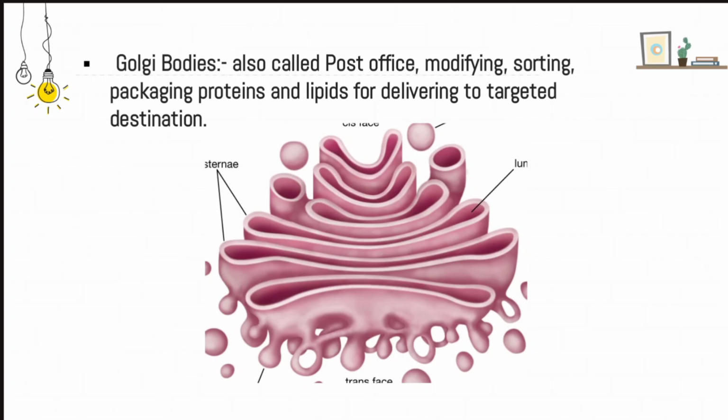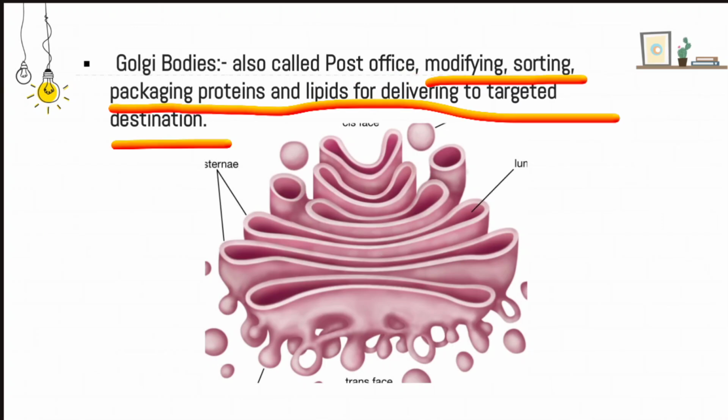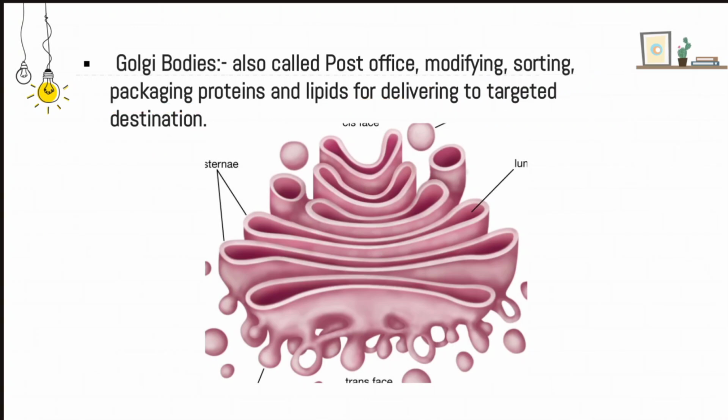Now the third one is Golgi bodies or Golgi apparatus. Golgi apparatus or Golgi bodies is also called the post office, because the Golgi bodies helps in modifying, sorting, and packaging proteins and lipids for delivering to targeted destinations. This is the structure of Golgi bodies.